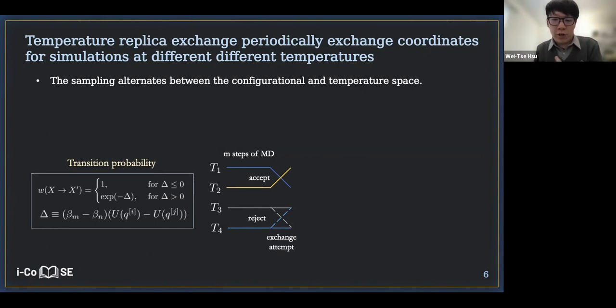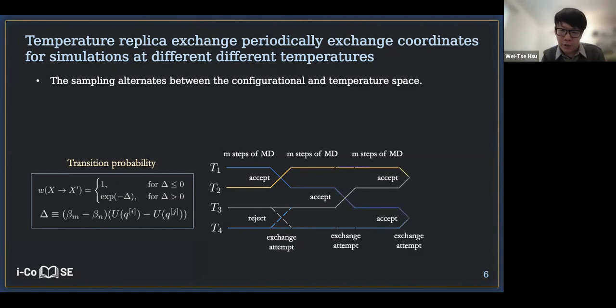For example, here you can see that the exchange between the first and second replicas was successful. After the exchange, the second replica now samples the first temperature T1, and the first replica now samples T2. On the other hand, the exchange proposed between replicas 3 and 4 was rejected, so the two replicas just keep sampling the same temperatures as before. Such exchanges of coordinates keep happening periodically until the simulation ends.